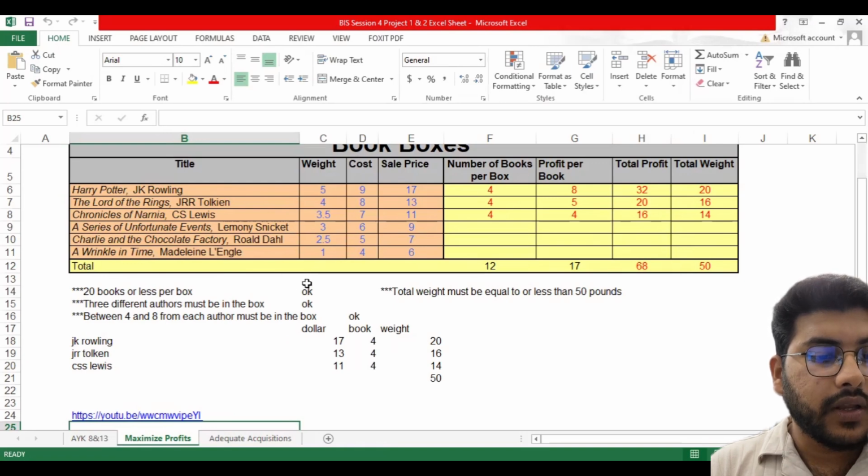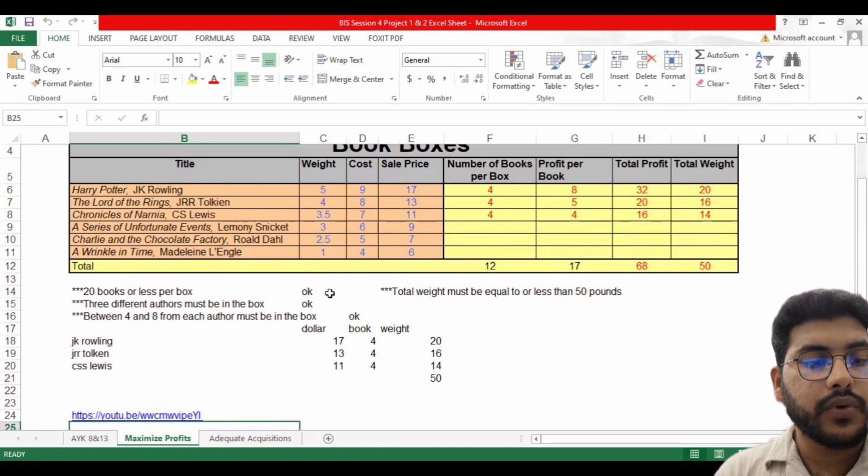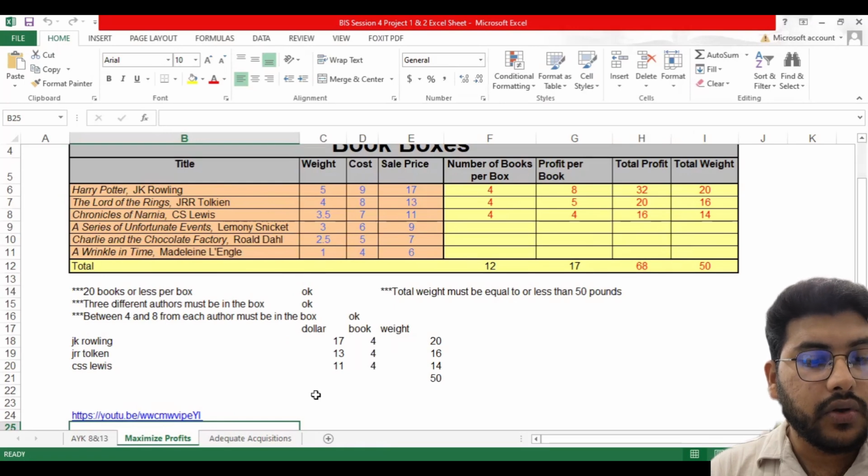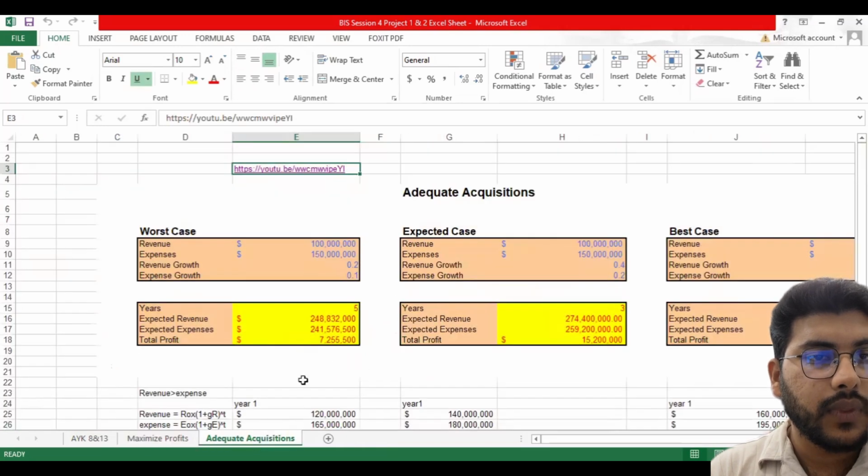So to find the best profit per book for each title, the formula is sold price minus cost. For example, for Harry Potter it is 70 minus 9, which gives us a profit of 8 per book. That's how we can calculate the profit maximization.